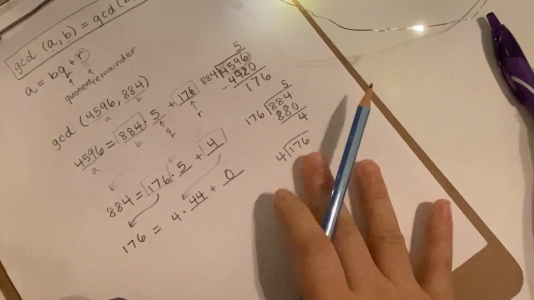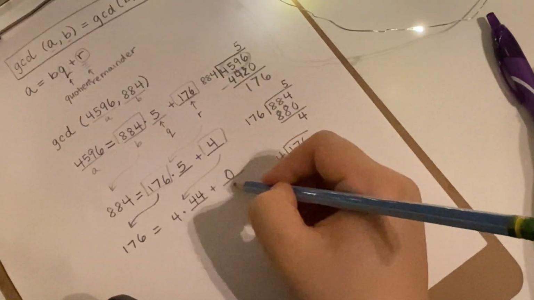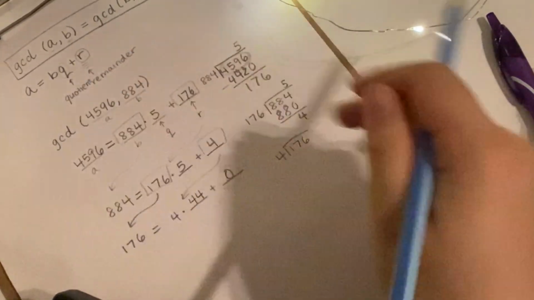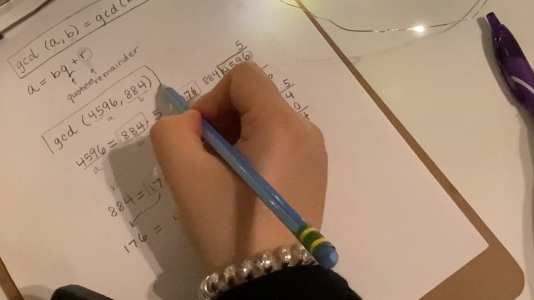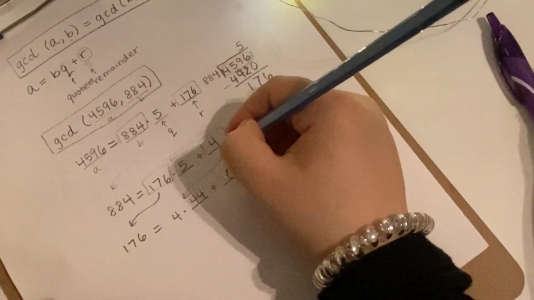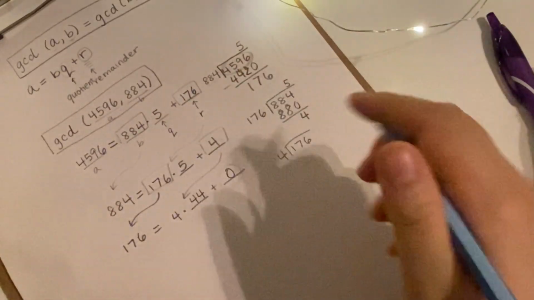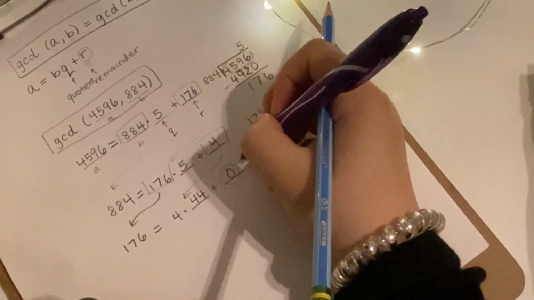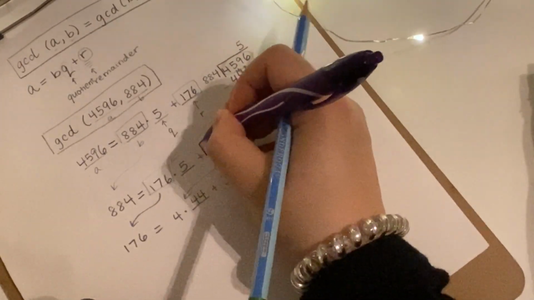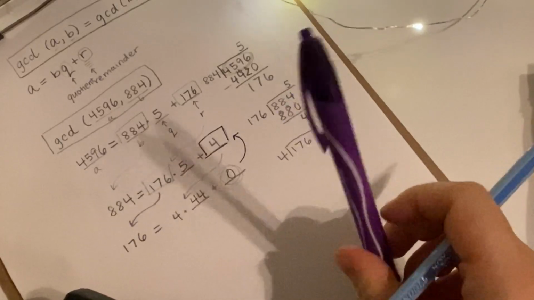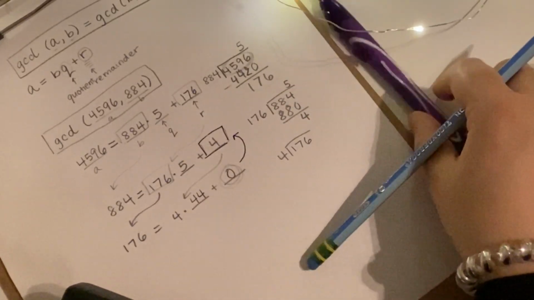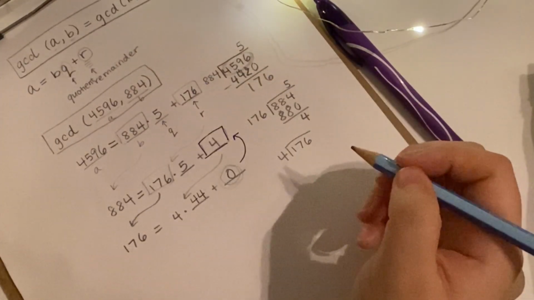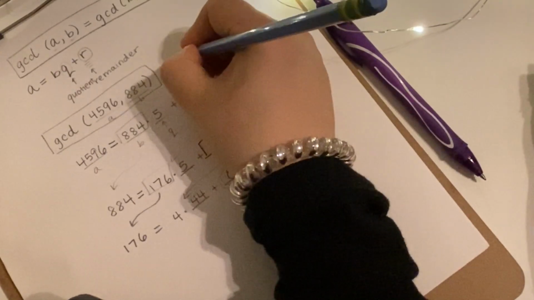So what the algorithm says now is once we get a remainder of 0, the actual GCD of your original 2 numbers is the remainder of the line before it. So now that I hit 0, I look up a line, which is this one, and the remainder was 4. So that means that the GCD of 4596 and 884, assuming that we didn't make any calculation errors, is 4.